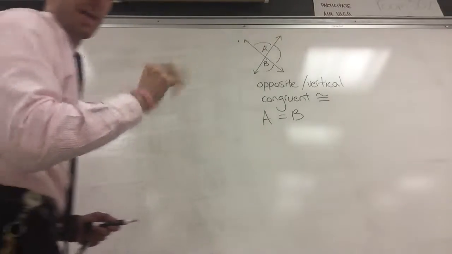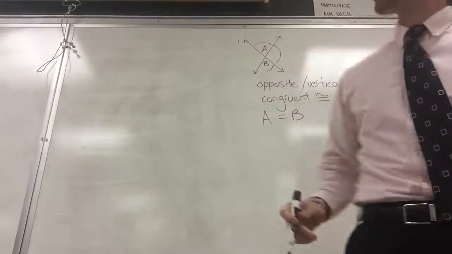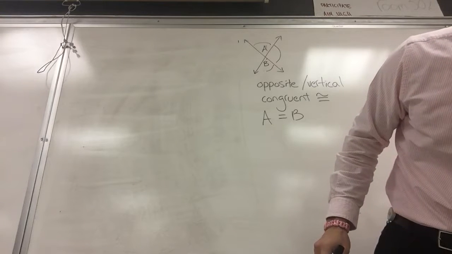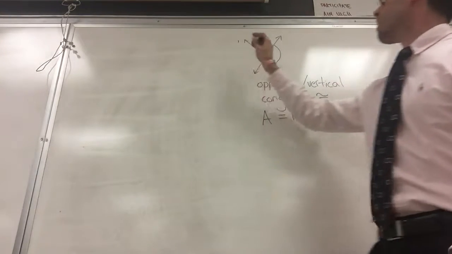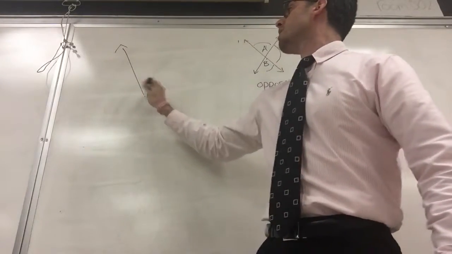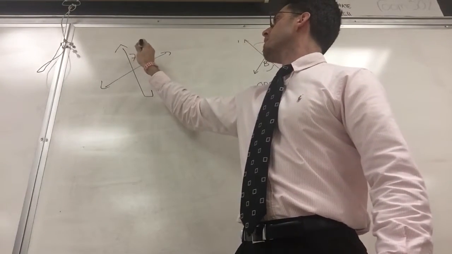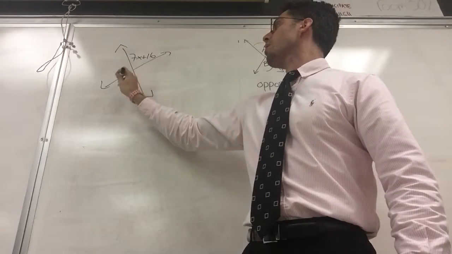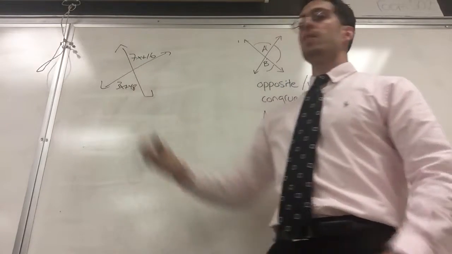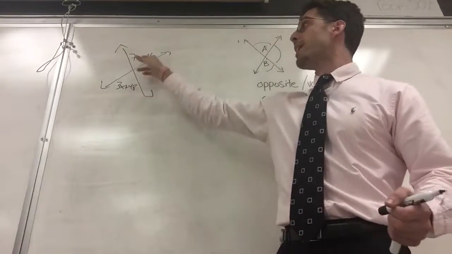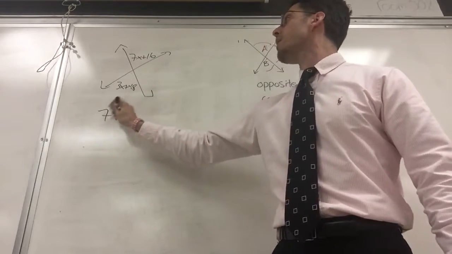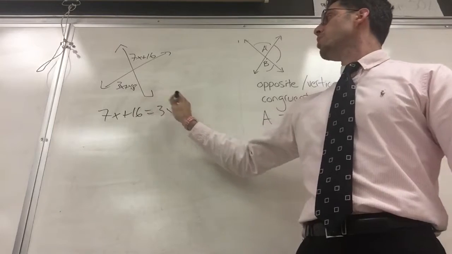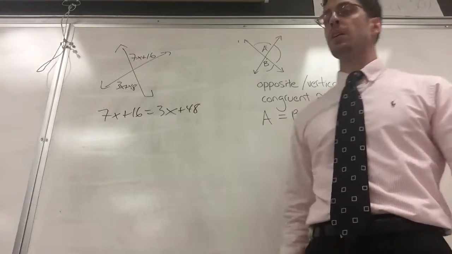All right. Let's say this is 7x plus 16 and 3x plus 48. Okay, so let's say you're looking at this. So you're saying, what's their relationship? Do I add them and get 90? Do I add them and get 180? Nope. I say that 7x plus 16 equals 3x plus 48.